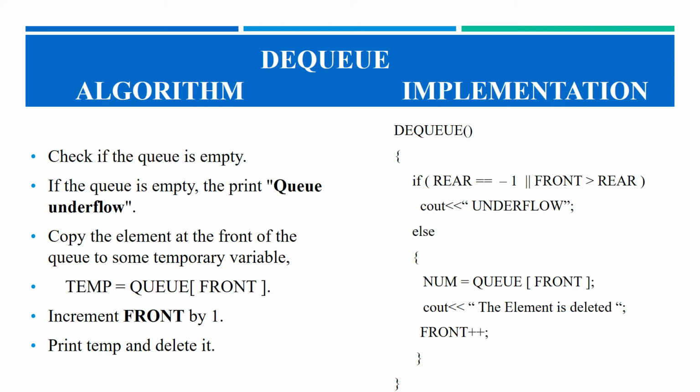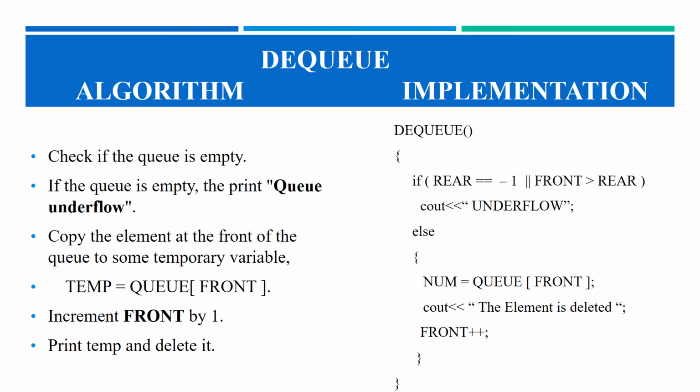Algorithm for dequeue operation. First, we have to check whether the queue is empty or not. If the queue is empty, then print underflow error and exit the program. If the queue is not empty, then print the element at the front and increment the front value by 1. Let us see how to implement this algorithm in C++ coding.